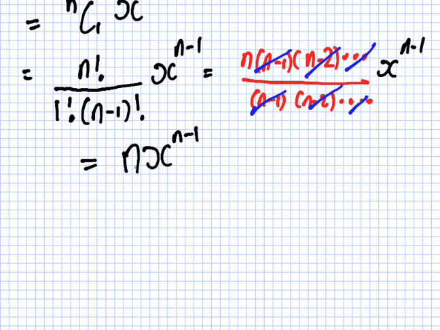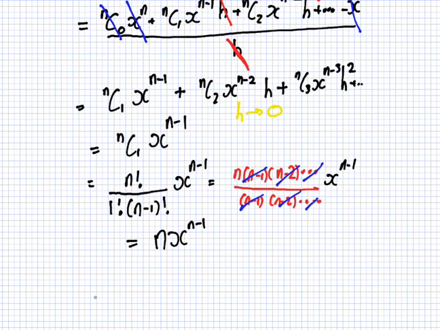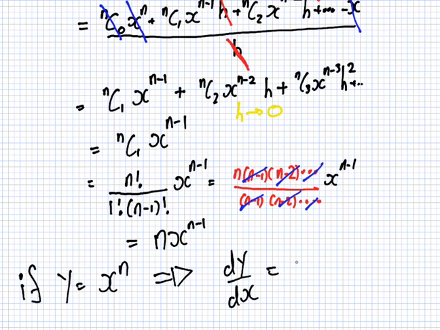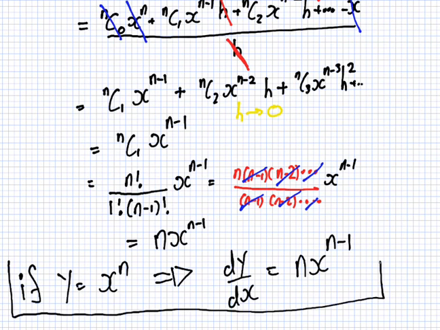So we have our result. If y equals x^n, then that means its derivative is n x power n minus 1. And then that is our formula, which some people have seen before.